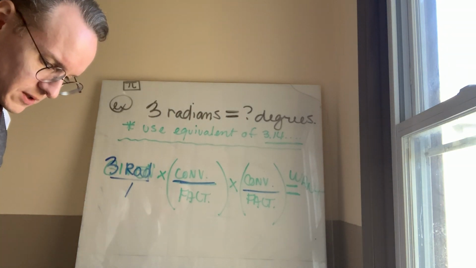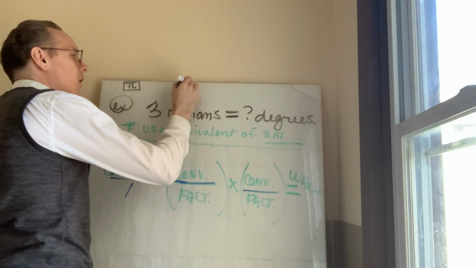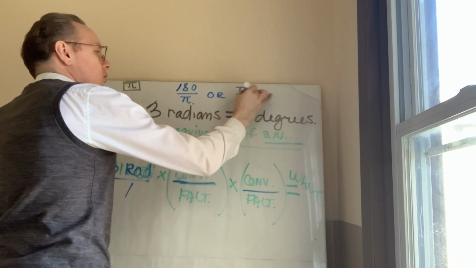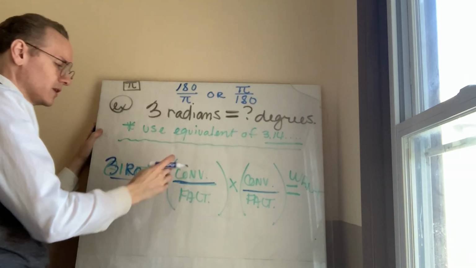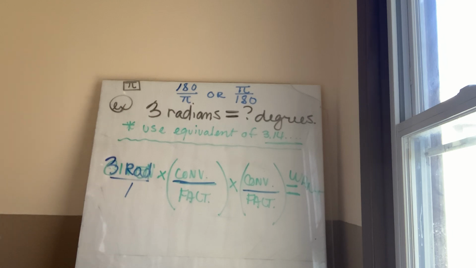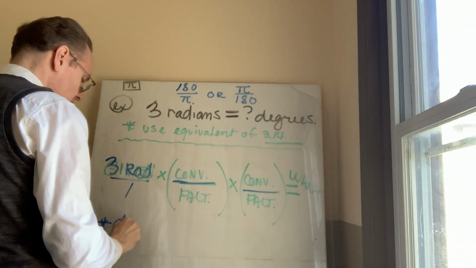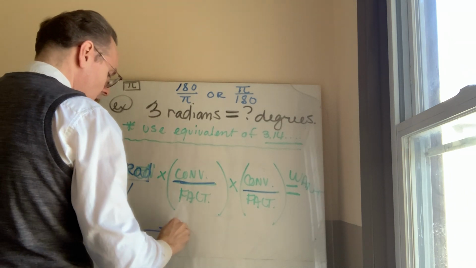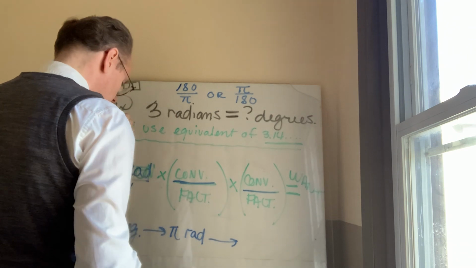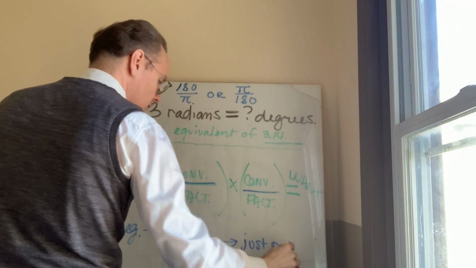I'll rig the system like this. The only conversion factors that I have given you are 180 over pi or pi over 180. So I'm definitely going to start with that. I'm going to include that here. Basically, the thought process is we're going to take degrees and convert it to pi radians first, and then convert pi radians into just radians, just rad.